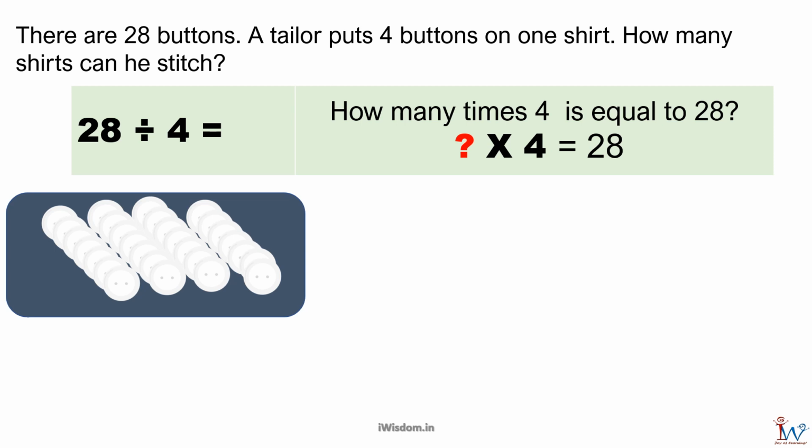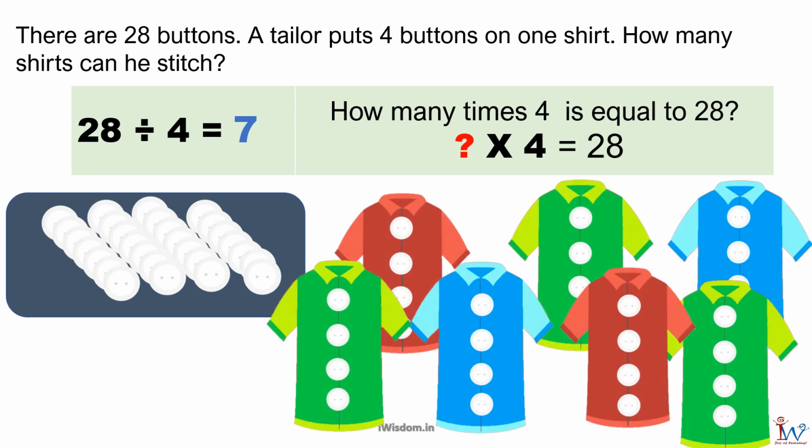We recall from multiplication table 7 times 4 is 28. 28 divided by 4 is equal to 7. So tailor can stitch 7 shirts. Well done.